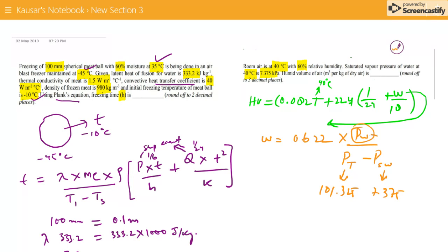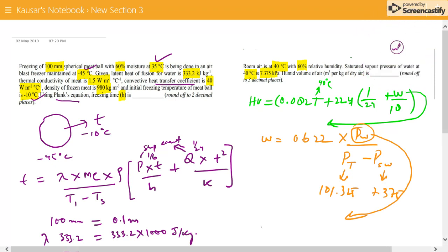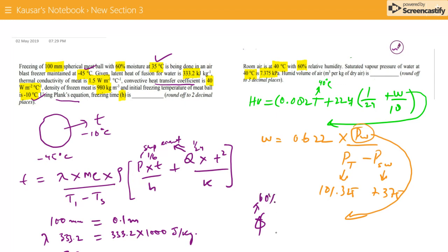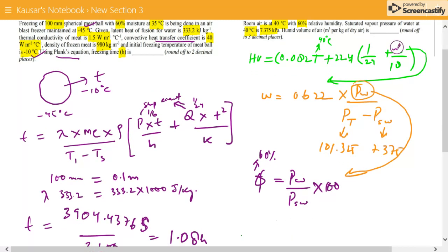And we have to calculate the partial pressure. For calculating this, we have to use another formula, which can be derived from relative humidity. In our numerical relative humidity is given as 60%, where the relative humidity is equivalent to partial pressure of water vapor divided by saturated vapor pressure, which is given in our numerical, multiplied with 100. So here we will get the value of PW.